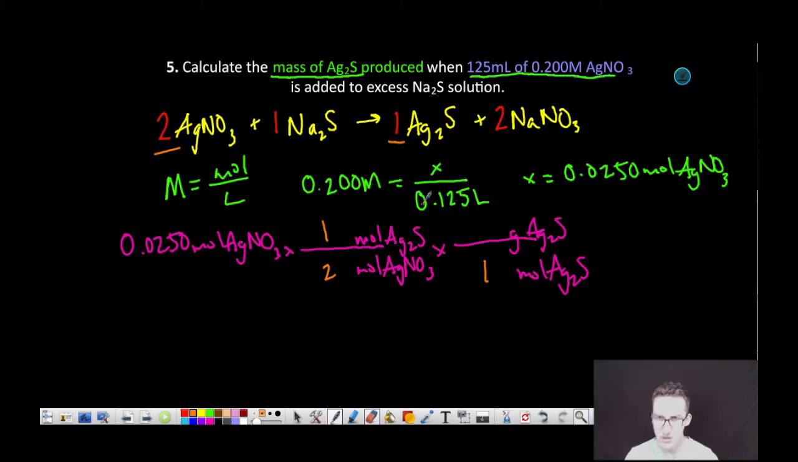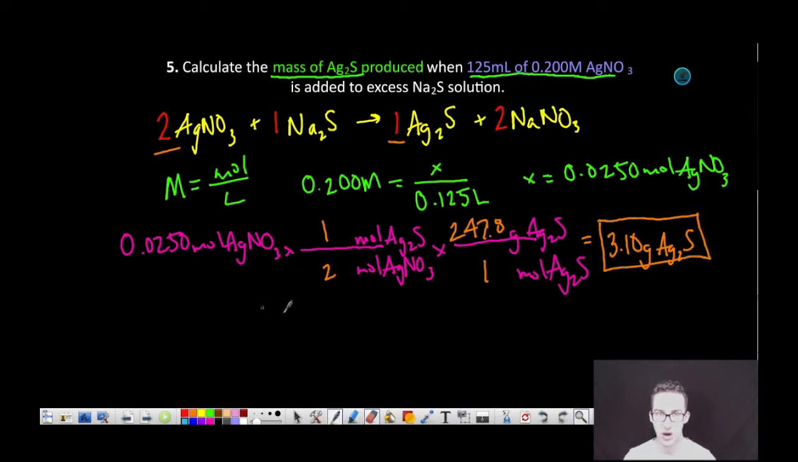Our number of grams is 247 for every mole of silver sulfide. And then it just becomes a matter of busting out our calculator to solve. And when you do that, you get an answer of 3.10 grams of silver sulfide. Boom.